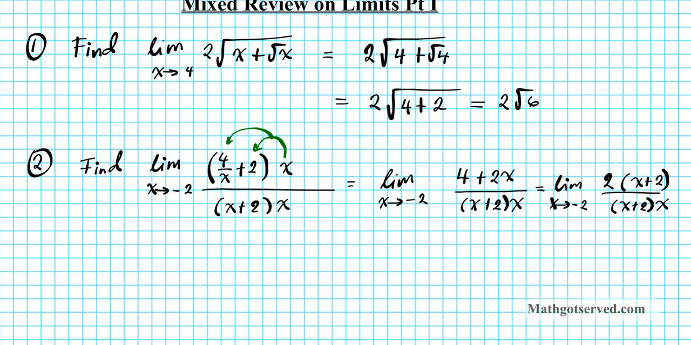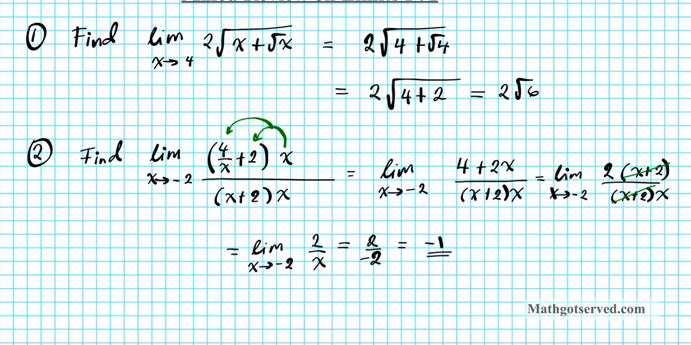So what happens is that these x plus 2's divide out. So what we're going to have is the limit as x approaches -2 of 2 over x. Now I've simplified it as much as we can. So what we're going to do now is basically substitute. So this becomes 2 over -2. Your final answer is -1. So there you have it.